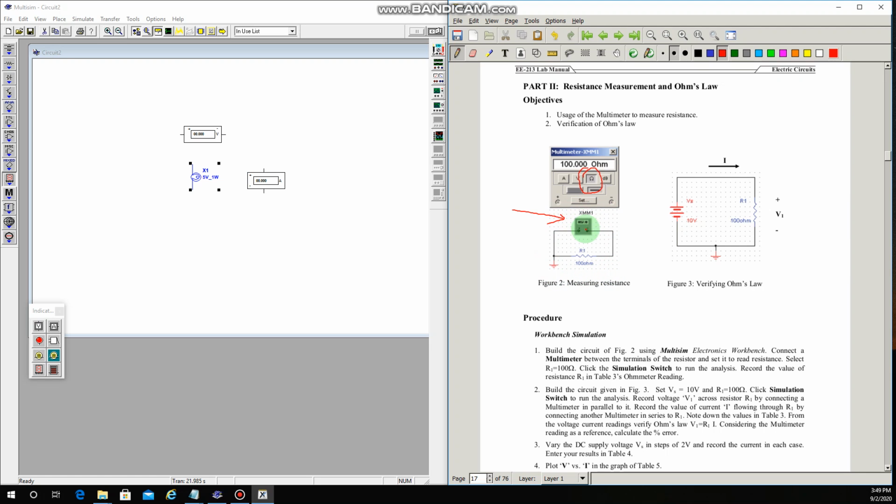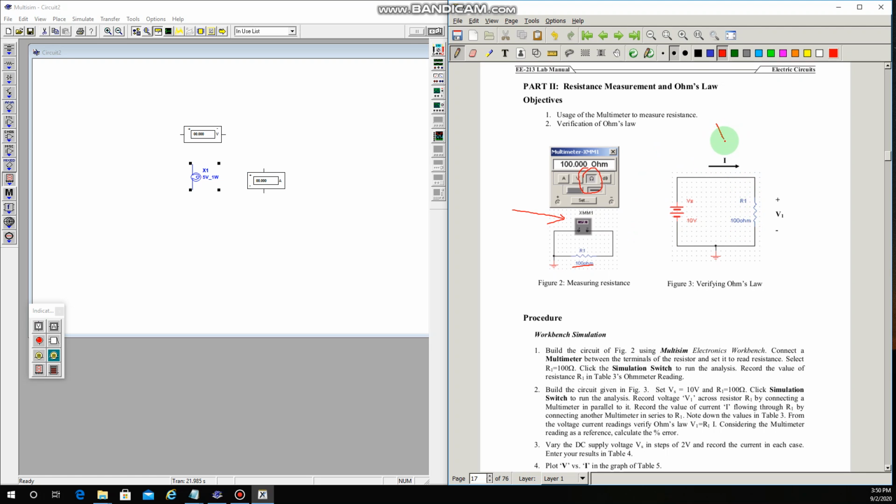So the reading of the ohm meter in this particular example is 100 ohms because we are using a 100 ohm resistor here. So this is the first method. The second method is using Ohm's law. What do I mean by using Ohm's law? I mean that we want to find the resistance of a particular resistor using Ohm's law.